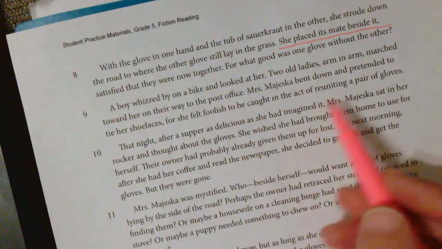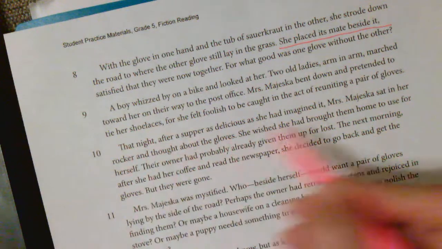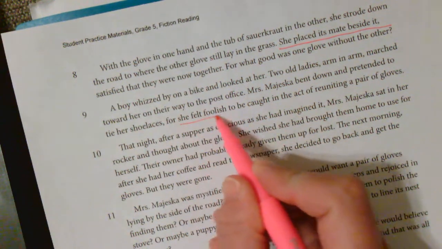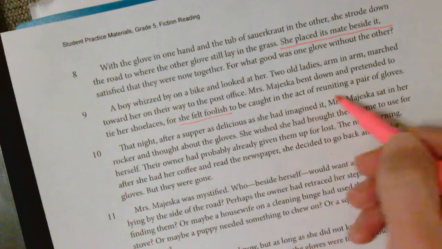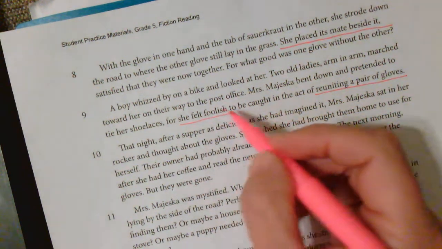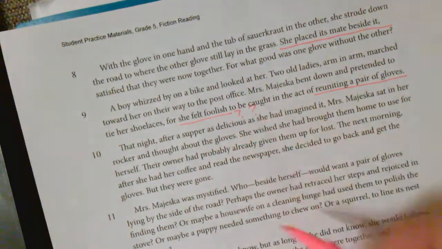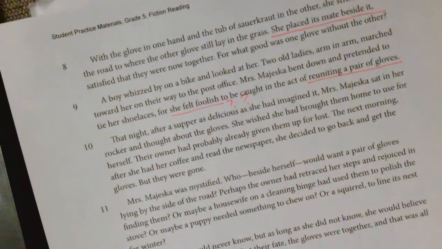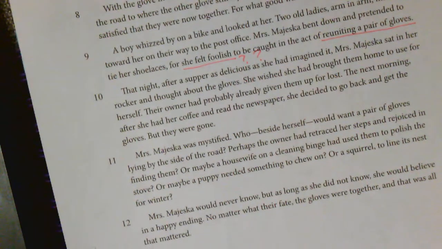So, when she's doing this, she actually bends down when people are walking by because she felt foolish because she was reuniting a pair of gloves. So why in the world would she feel foolish? That tells us a little bit about her as well. It's a different trait that we see pop up in her.